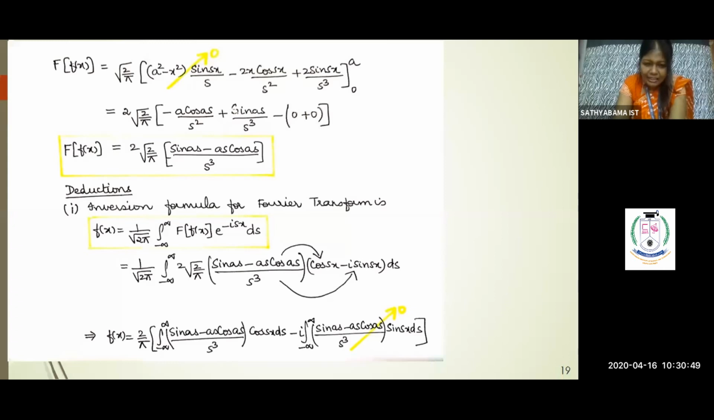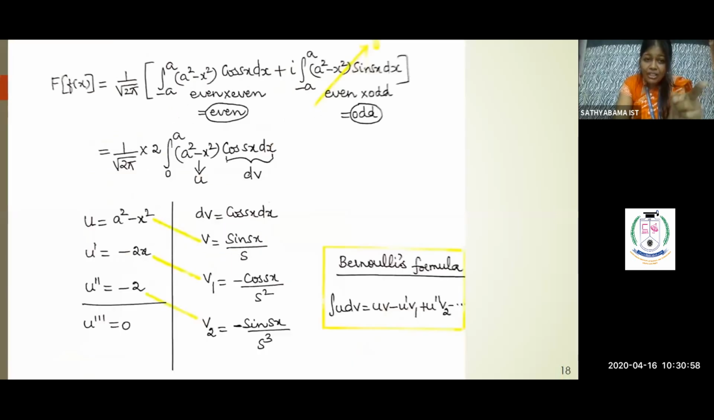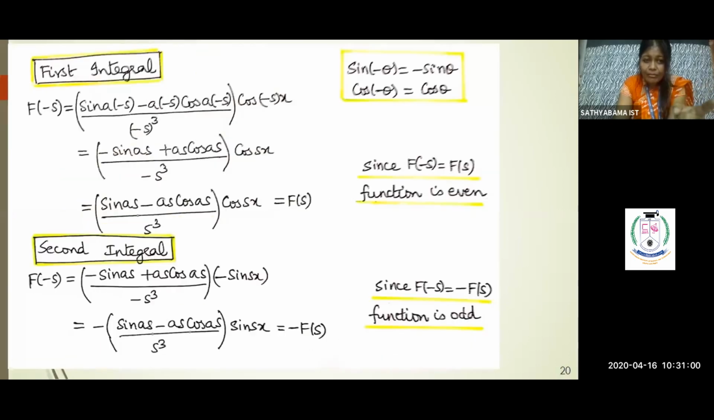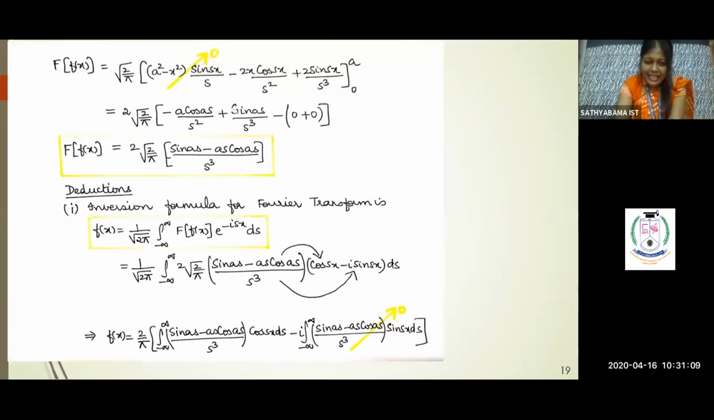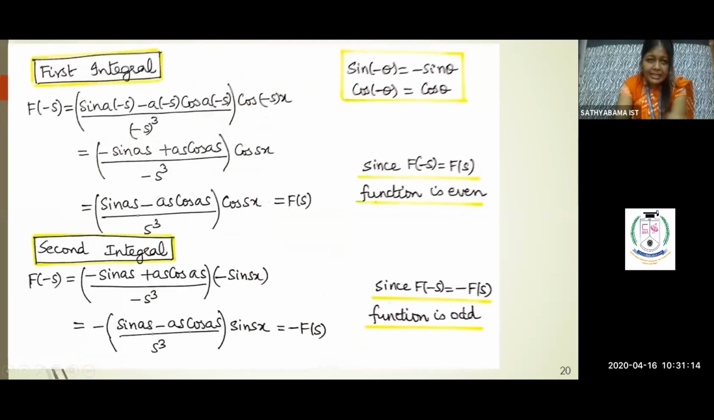Let me take the first function. Please listen carefully. For the first integral, the function is sine as minus as cos as by s cube into cos sx. That is my f of s. Now I find f of minus s. How? Replace every s by minus s: sine a of minus s minus a into minus s into cos a of minus s, by minus s the whole cube, into cos of minus s into x. That's how you get f of minus s.